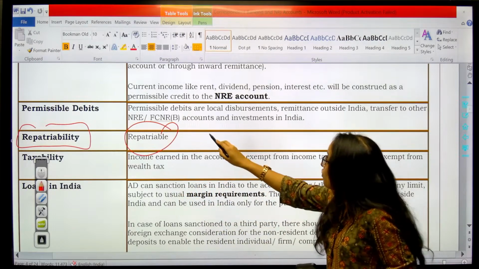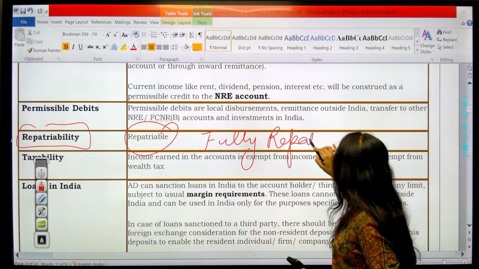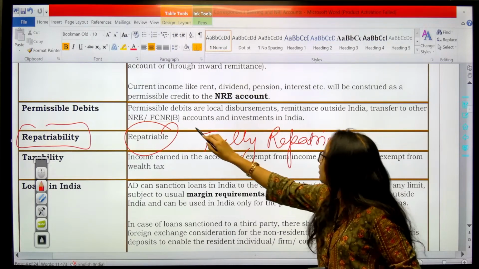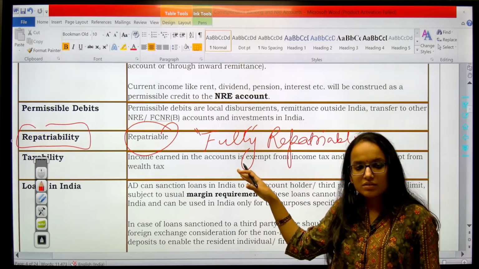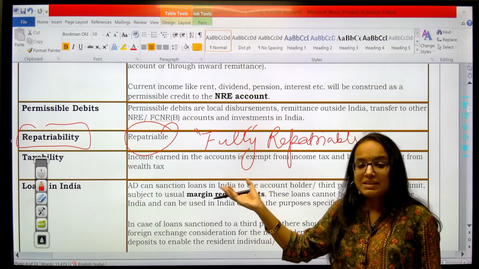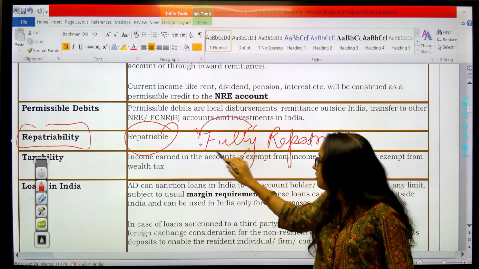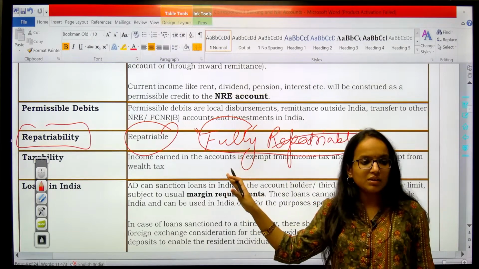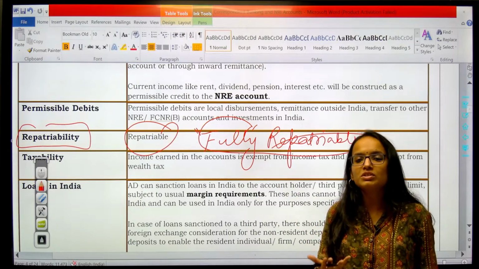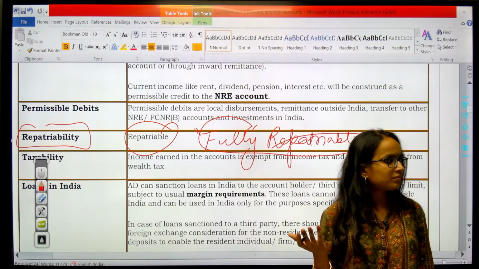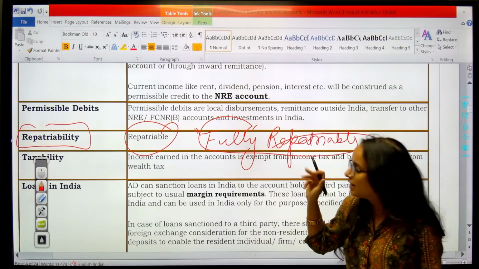Remember, it is fully repatriable. Fully repatriable means the money deposited here can anytime be sent back to its source of origin without any permission required. The funds placed under this account are fully repatriable. Clear? They can be sent back to their source of origin from which they came. Are you getting my point? So this is a fully repatriable account, NRE account.